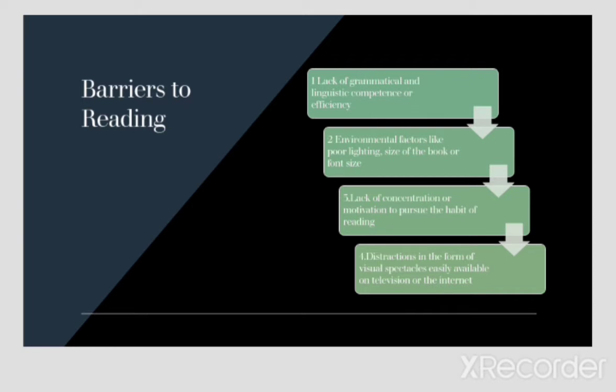So there are mainly 4 main points. First one is lack of grammatical and linguistic competence. Second one, environmental factors like poor lighting. Then size of the book, font size, etc. Then third one is lack of concentration or motivation. And fourth one is distraction in the form of visual spectacle. These are the major barriers to reading.